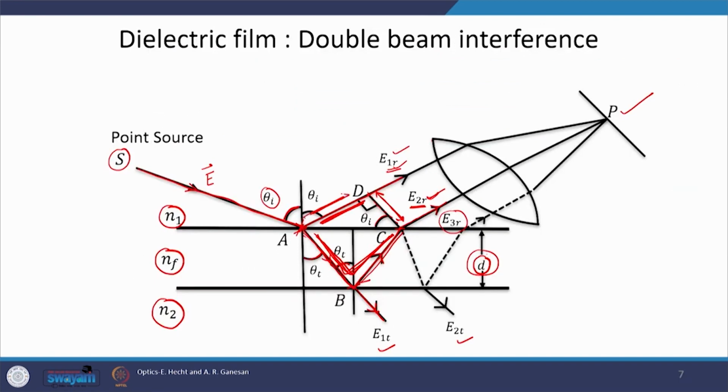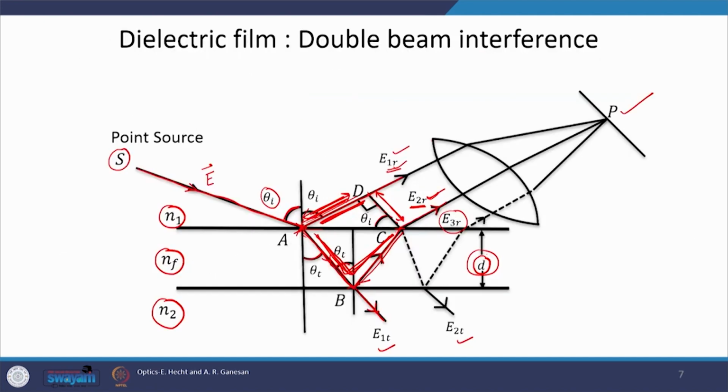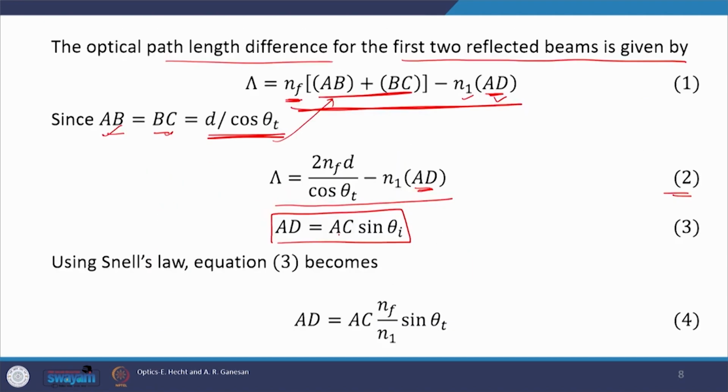AD is this length. Now, theta I is known, of course, AC is unknown, but we can calculate AC once AB is known and thickness d is known. Therefore, let us express AD in terms of AC, and this is the relation between AD and AC. AD is equal to AC sin theta I, and theta I is this angle here. Now, AC is unknown. How to calculate AC?